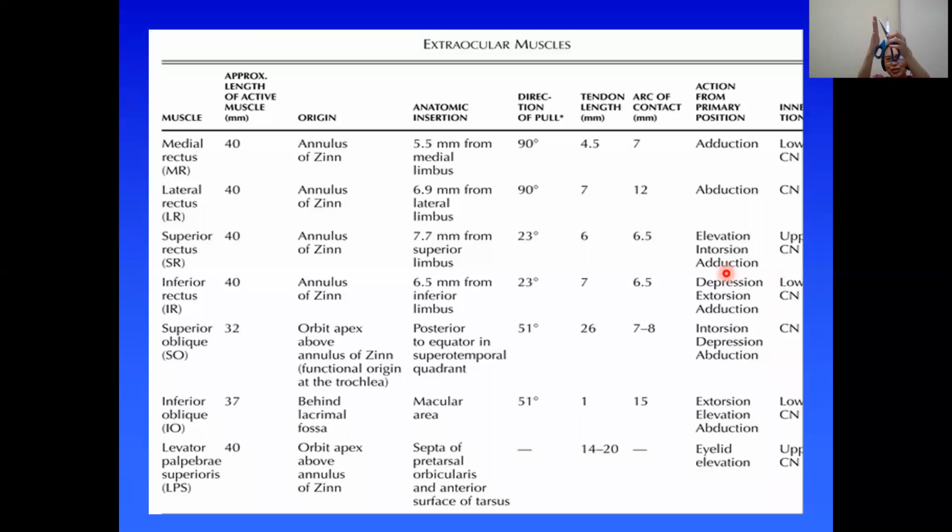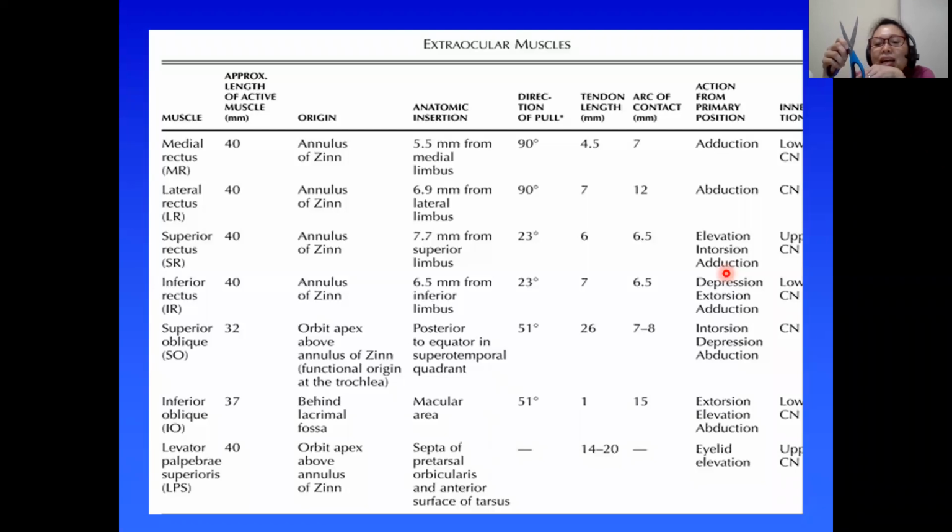So the two recti come closer, while the obliques go away. The oblique muscles will abduct. The recti muscles will adduct. That's your tertiary action, the tertiary action of your vertically acting muscles.